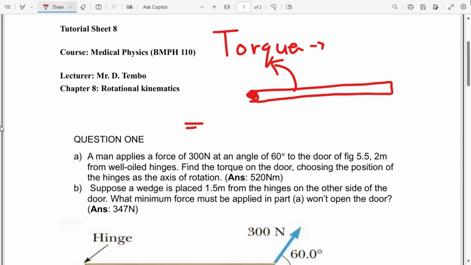We said torque is equal to force, which is the force that is being applied, multiplied by the perpendicular distance from the pivot. I'll say distance with a subscript b. So this is how we can calculate torque.